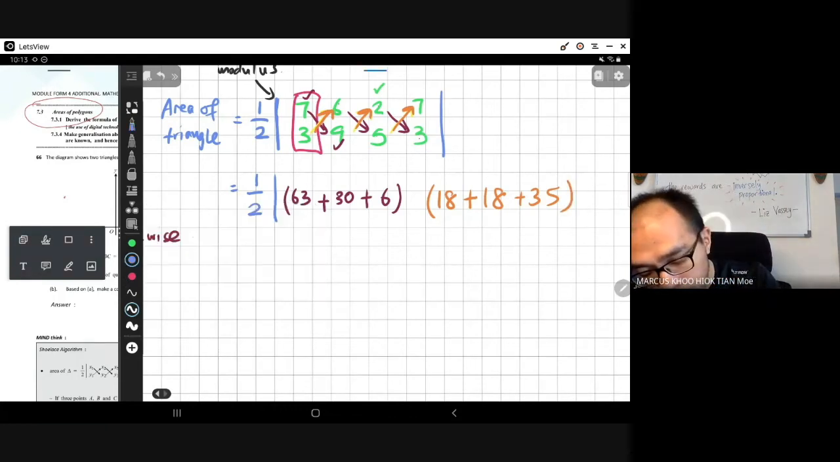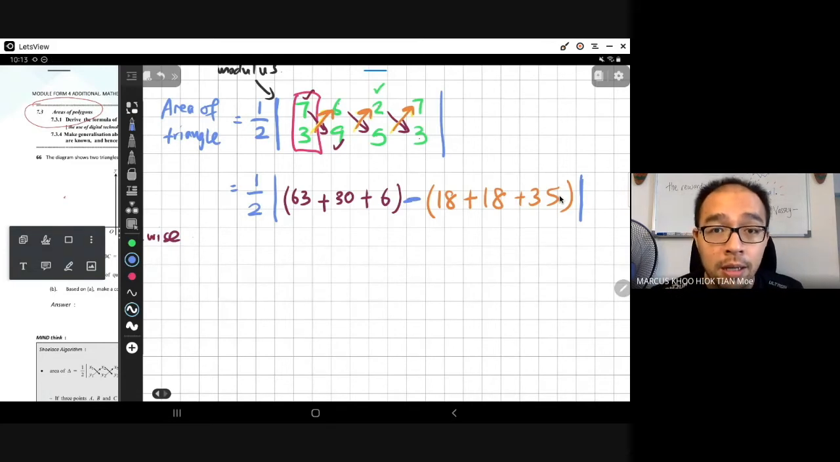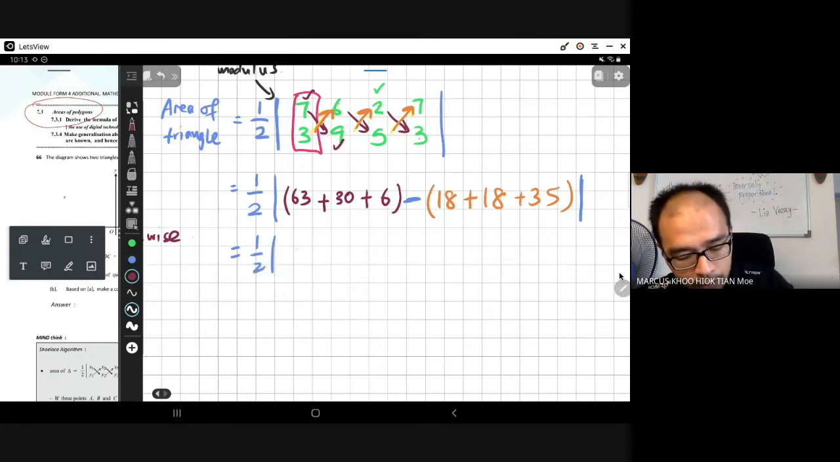Now, what happens between these two brackets is that you will minus the two brackets. Okay, Freya, can you tell me what is the red group's total? And Benedict, can you tell me what is the orange group's total? Is Freya here? Yeah, Freya and Benedict. Freya, red group, Benedict, orange group. 99. Okay, 71. Good.